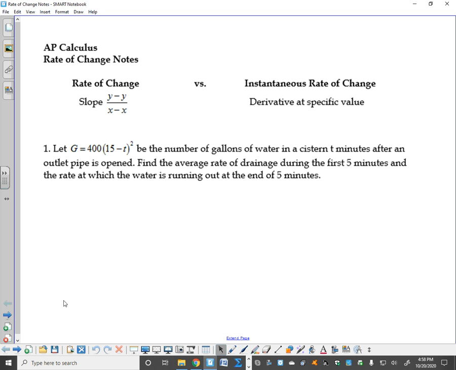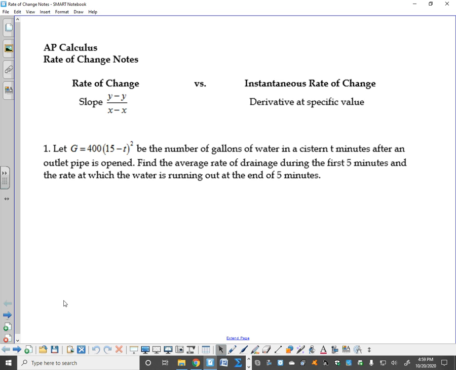We're going to talk about the difference again of rate of change versus instantaneous rate of change. We touched on this way back on literally day one before you knew anything about derivatives. The rate of change is like the average rate of change. It is literally the slope that you've been doing since the 7th grade. The instantaneous rate of change is the derivative at a specific value. It is the rate of change at an instant.